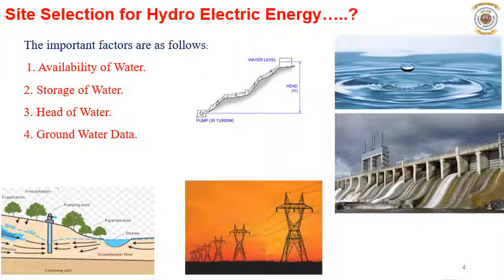Then the next point is distance from the load center. I hope all of you know what a load center is. Load center is nothing but the point of application. If the site is very close to the load center, the cost of transmission lines and transmission losses are reduced. If it is far, then the transmission losses are very high. That is about distance from the load center.